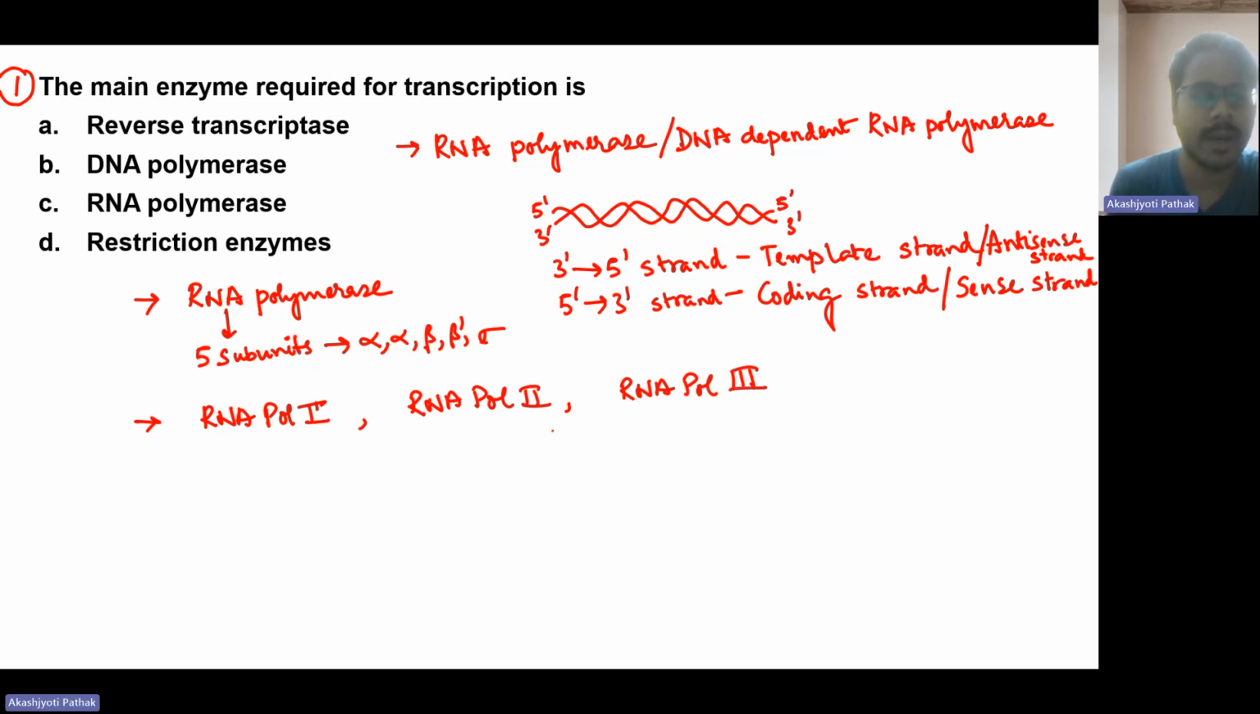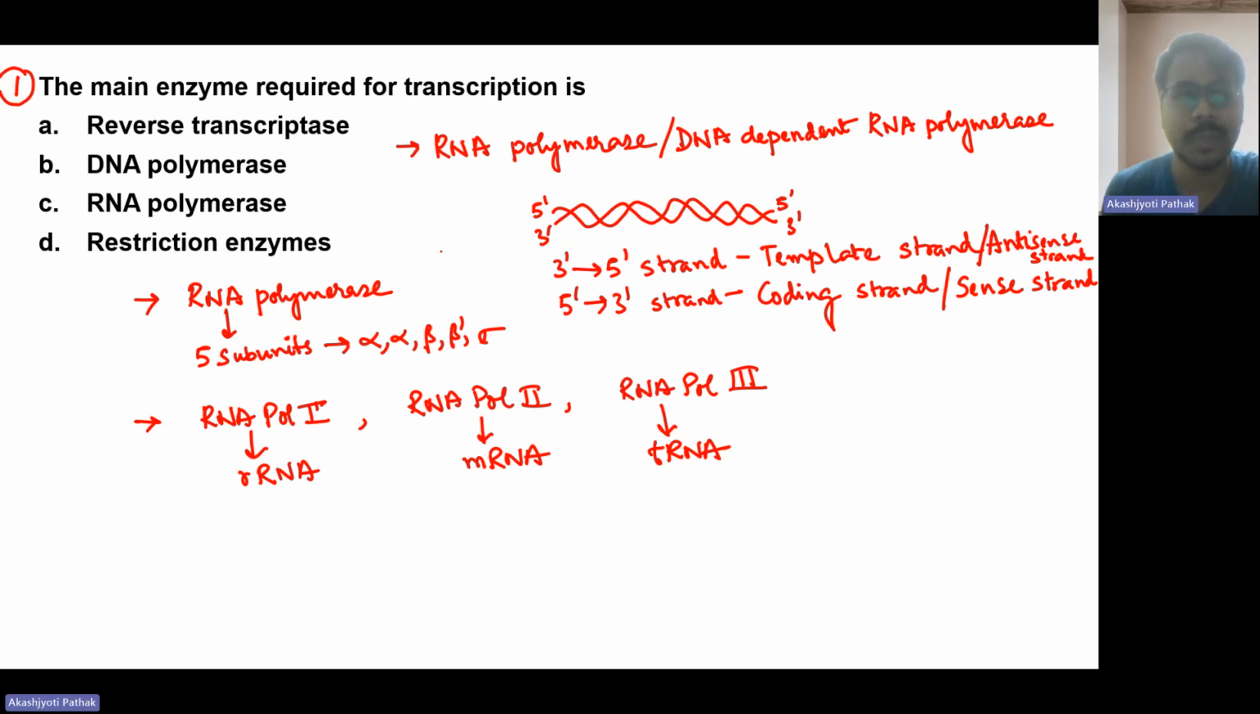RNA polymerase 1, RNA polymerase 2, RNA polymerase 3. RNA polymerase 1 transcribes rRNA, RNA polymerase 2 transcribes mRNA, and RNA polymerase 3 transcribes tRNA, transfer RNA. Okay.